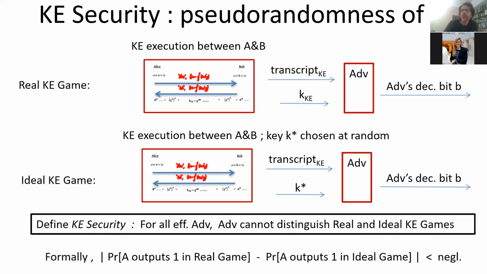So as usual, formally we just say the probability in this case of outputting anything, and in this case of outputting anything, should be negligibly close.